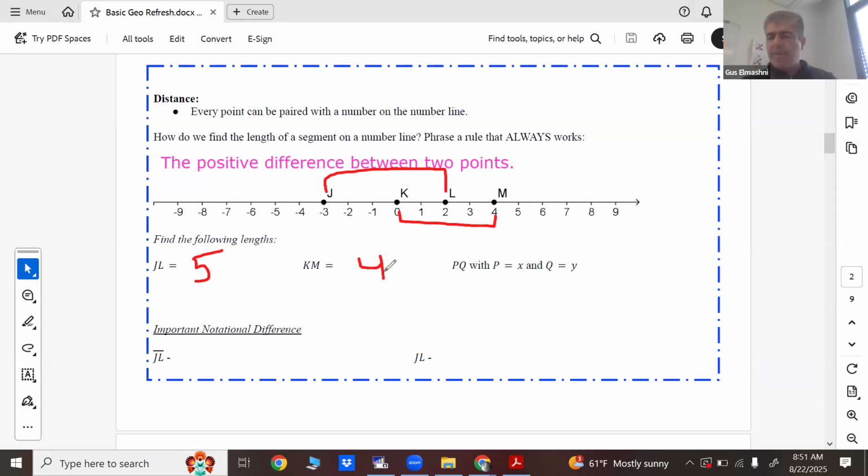Now it gets a little funny at the next one with PQ, and I didn't put P and Q on the diagram. Let me make a new line. Let's say this is X and this is Y. I have no idea what numbers X and Y are. So P goes with X, Q goes with Y. I want to find the distance of that. Here's what I'd write. I can write like this, or I can write like this.